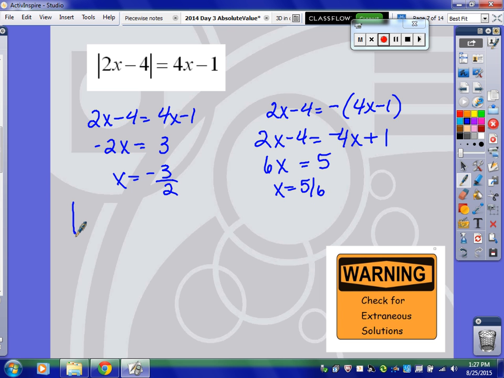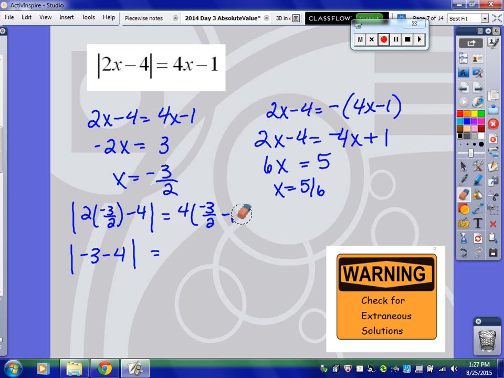So let's put in 2 times negative 3 halves minus 4. And we want to know, is that equal to 4 times negative 3 halves minus 1? Alright, let's do the math. Absolute value. Don't drop that absolute value. So this is negative 3 minus 4 is equal to, that parenthesis there. Let's fix this again. I wrote this badly. So it's 4 times negative 3 halves minus 1.